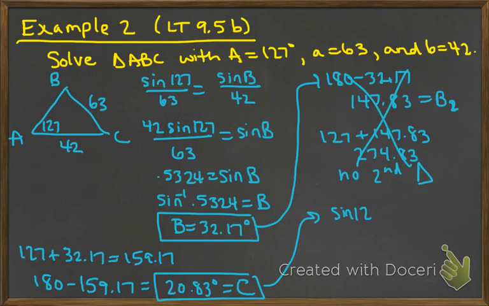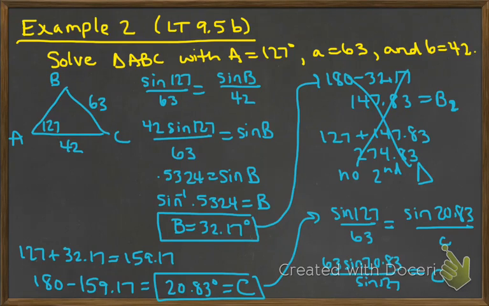So the sine of 127 over 63. And that has to equal, now I'm looking for C, so it's going to be the sine of angle C, or the 20.83 that we just found, over side C. So now I cross multiply and divide, and I get that 63 times the sine of 20.83 divided by the sine of 127 has to equal C.